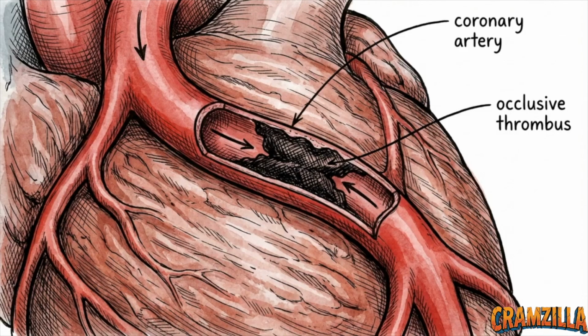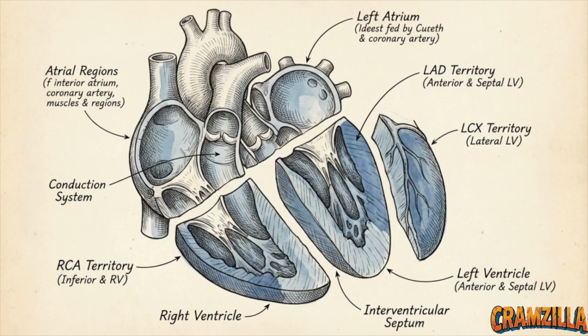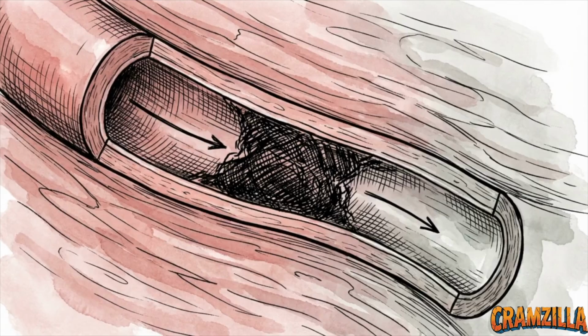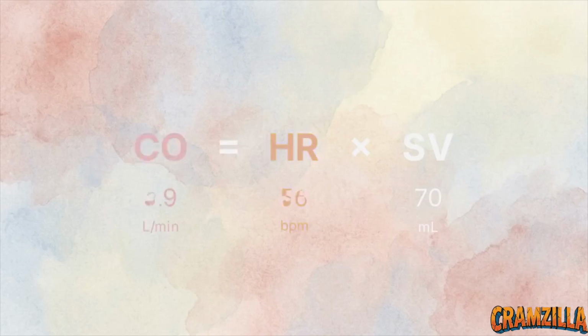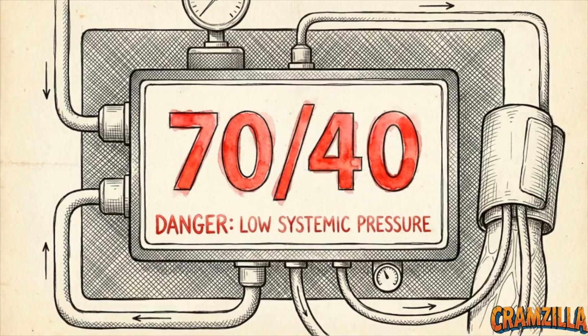When a clot forms in one of these vessels, causing an ST elevation myocardial infarction, or STEMI, the resulting failure is entirely dictated by the local anatomy. If the right coronary artery is occluded, the SA and AV nodes lose their oxygen supply, predictably resulting in profound electrical failure. This manifests as severe bradycardia or complete heart block. Without the electrical signal to drive the heart rate, the cardiac output equation breaks down. This specific electrical failure translates immediately into systemic hypotension for the patient.